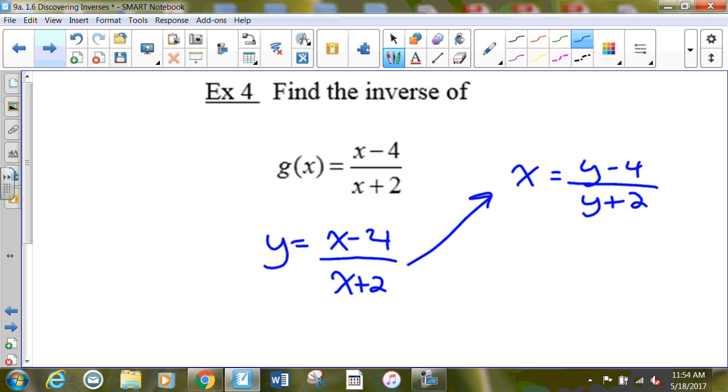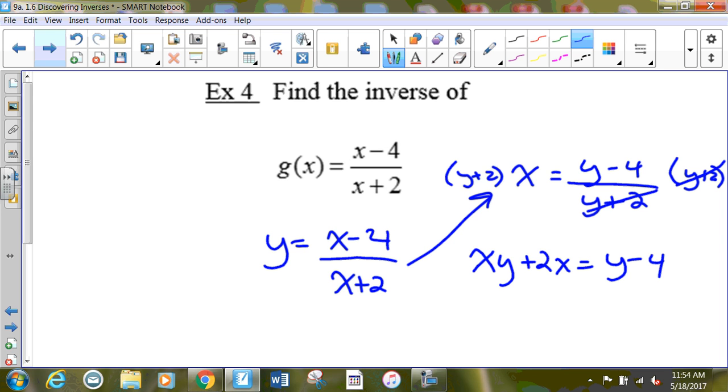And what I'm going to do is multiply both sides. I need to get the y's together before I can isolate them. So I'm going to multiply both sides by y plus 2, so I can get the y plus 2 out of the denominator. So I'll distribute my x. And of course the y plus 2's cancel out. That's why I multiply. I'm going to get my y's on one side and my x's on the other.